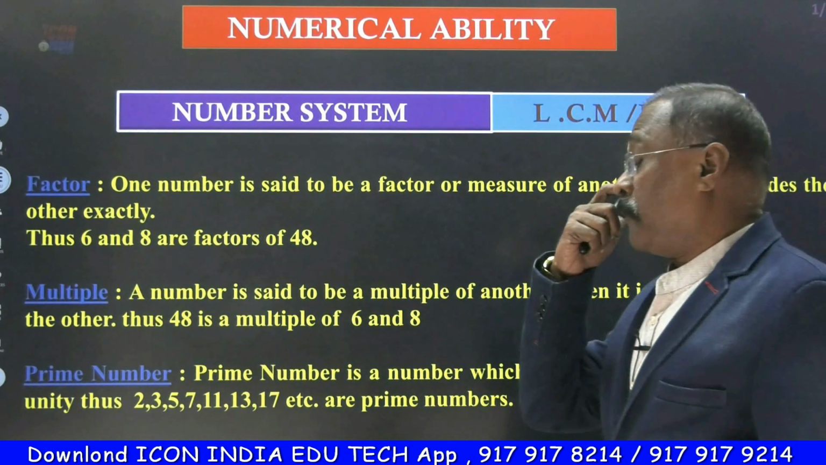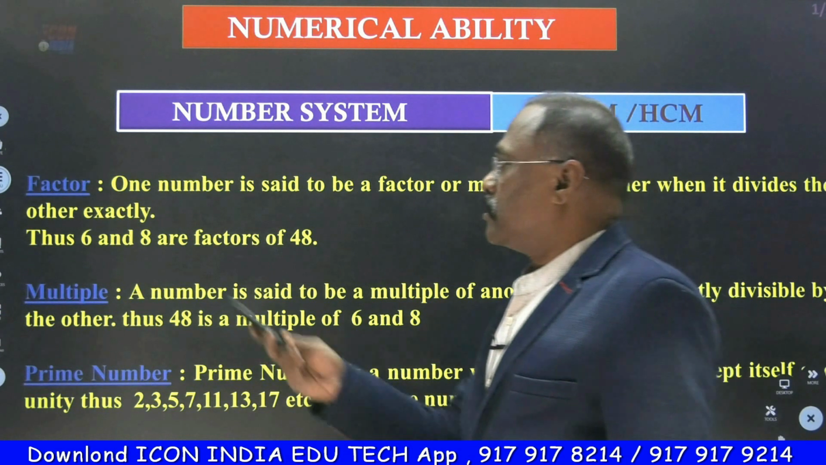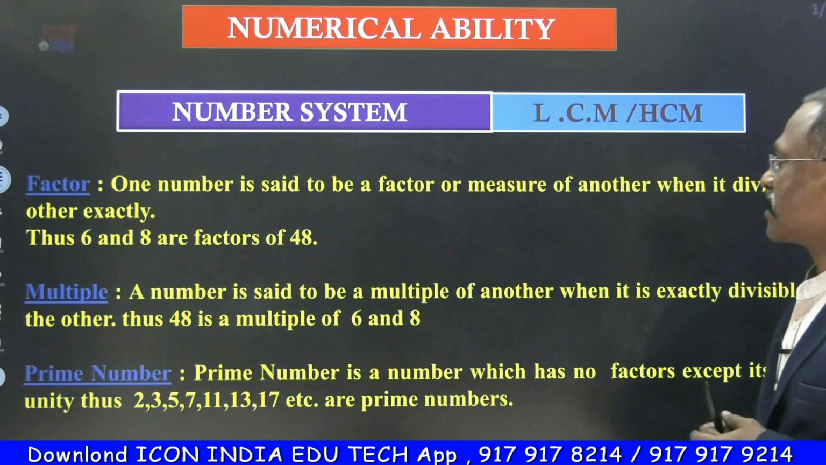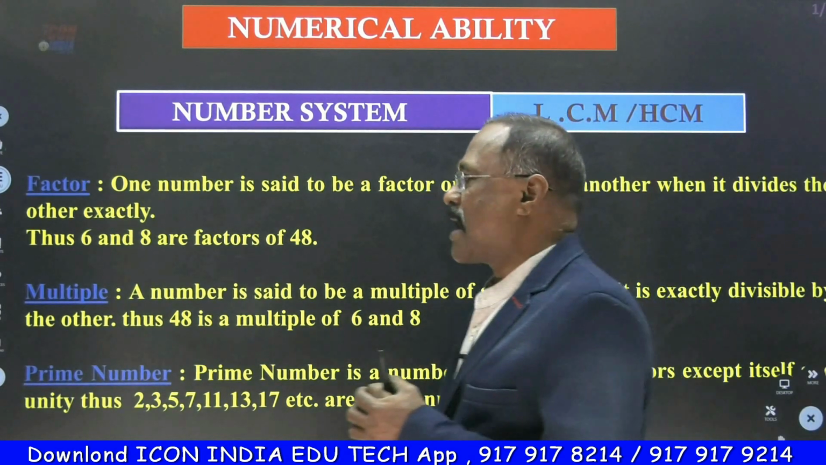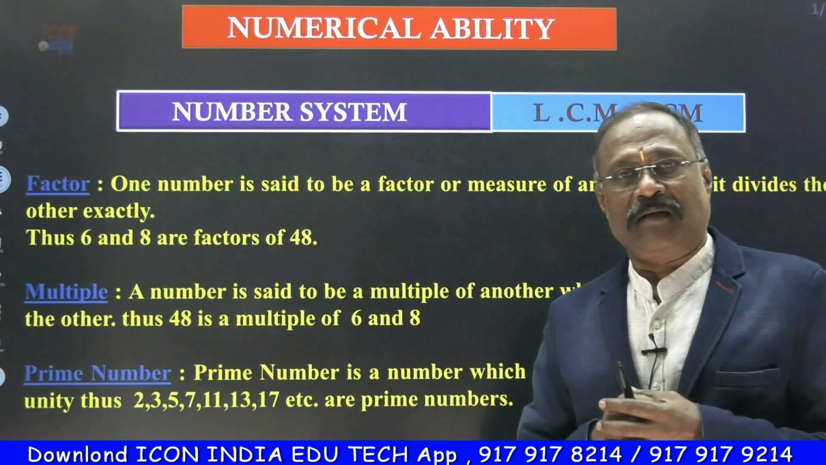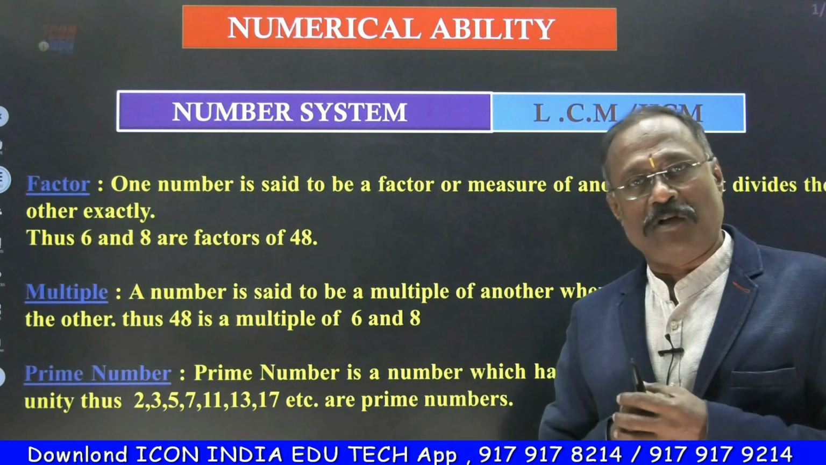Okay, so first of all we must know some technical terms, that is the factor. What is a factor? One number is said to be a factor or measure of another when it divides the other exactly, like 6 and 8 are factors of 48. That is, if you can write this 48 as 6 into 8, 48.